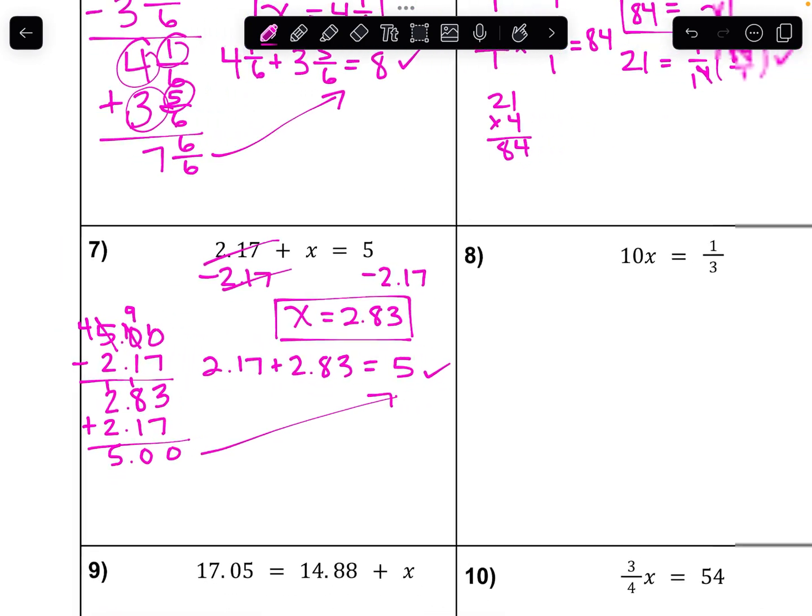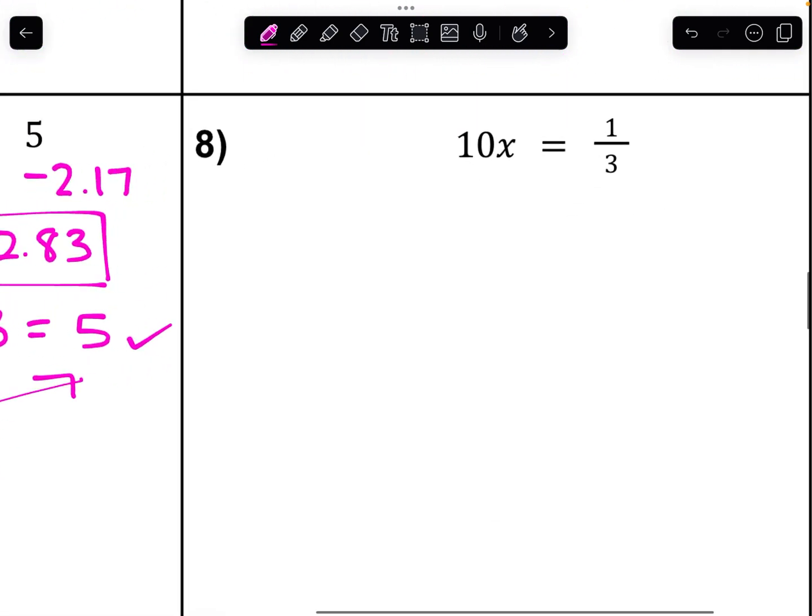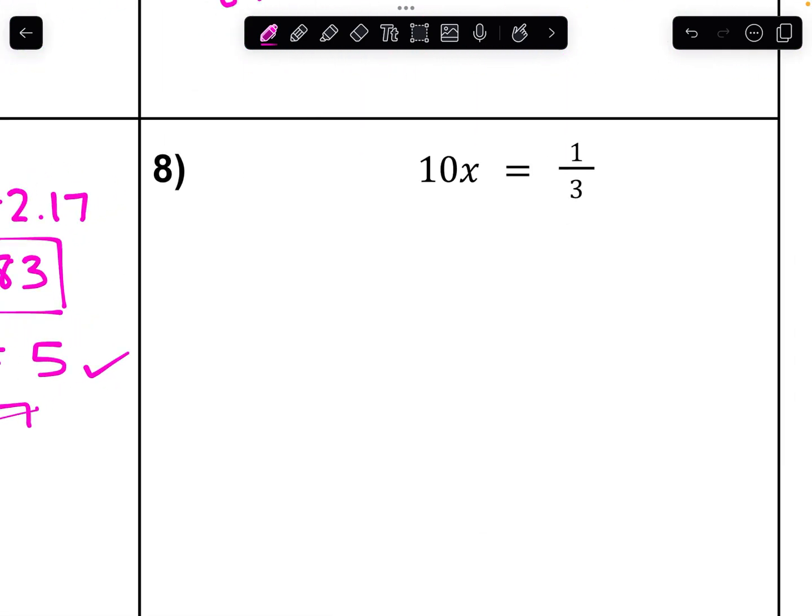Okay? It's worth it. Why are you doing this work if it's not worth it? We have to get rid of a times 10 because this means that the 10 and the x are multiplied together. Therefore, we will divide both sides by 10. Whoa, that looks crazy. That's okay.